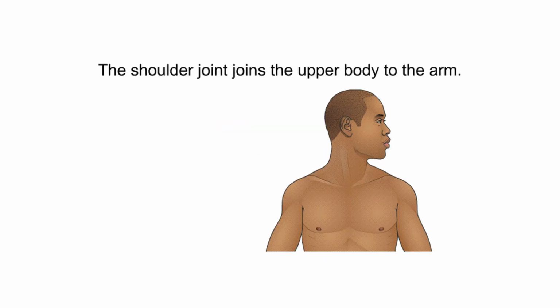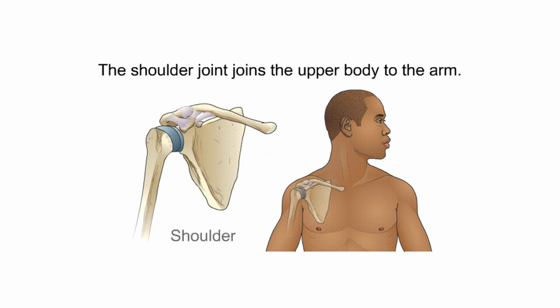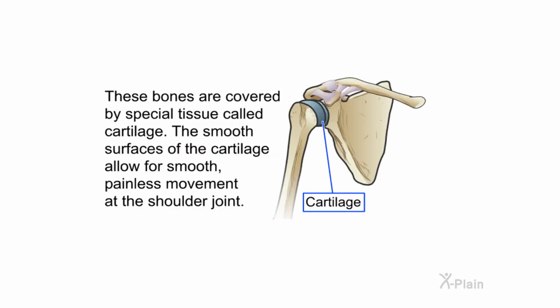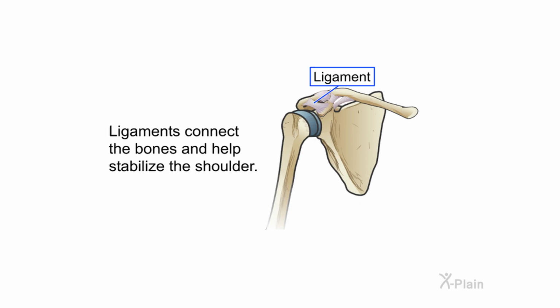Anatomy. The shoulder joint joins the upper body to the arm. The following bones are included in this joint: the scapula, or shoulder blade bone, and the humerus, which is the upper arm bone. These bones are covered by special tissue called cartilage. The smooth surfaces of the cartilage allow for smooth, painless movement at the shoulder joint. Ligaments connect the bones and help stabilize the shoulder.